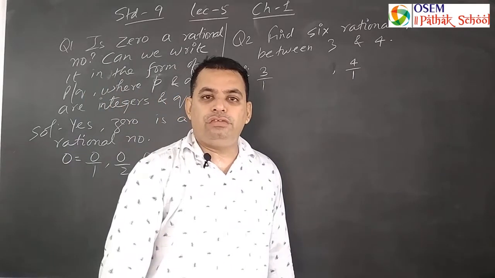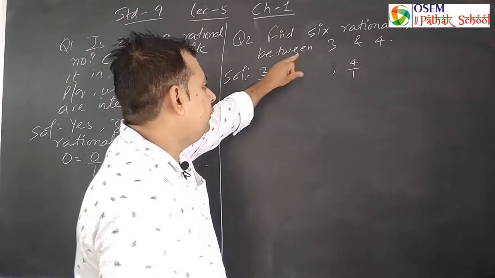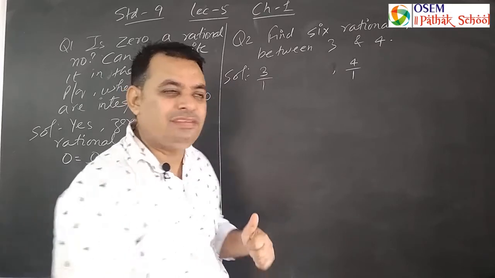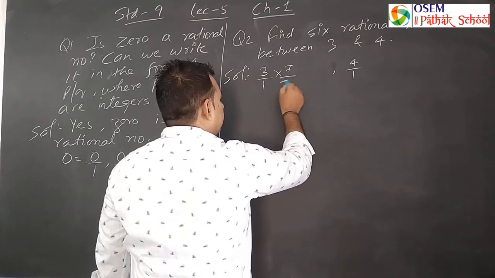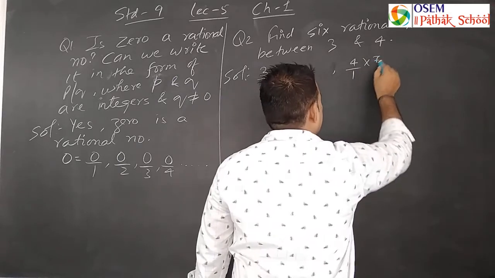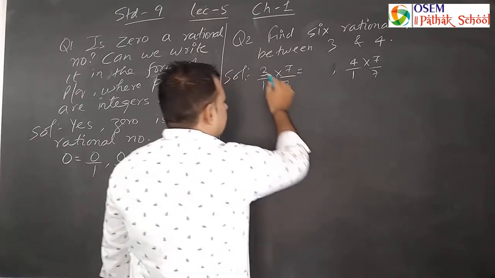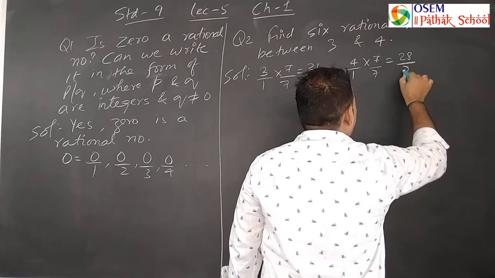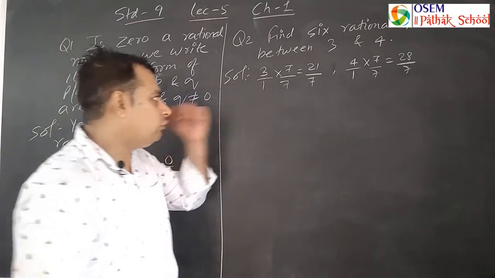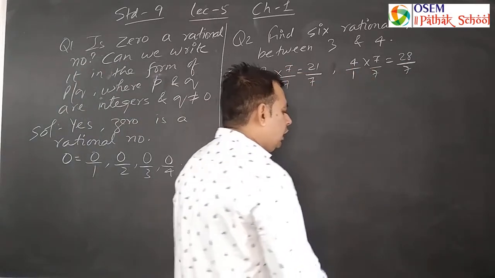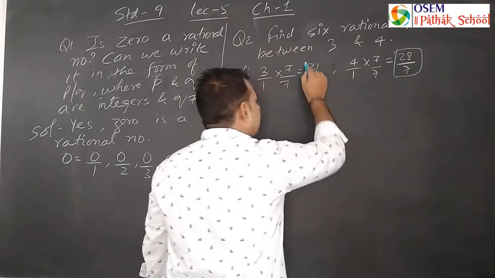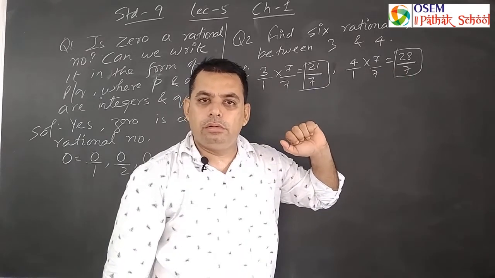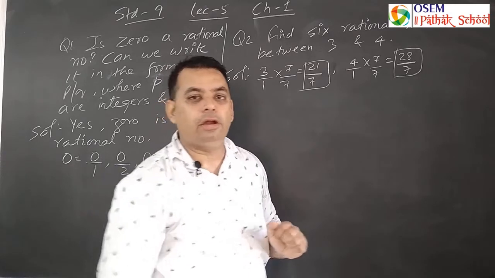Now, in this type of question, what will we do? Whatever number of numbers we have to find out, how many numbers do we have to find? 6. Add 1 to it. 6 plus 1 will be 7. Multiply both numbers by 7. 7 3s are 21 upon 7. 7 4s are 28 upon 7. Now you got the two numbers, 21 upon 7 and 28 upon 7. Now we can clearly see that both the numbers have the same denominator. If the numbers have the same denominator, we can find the numbers between them.